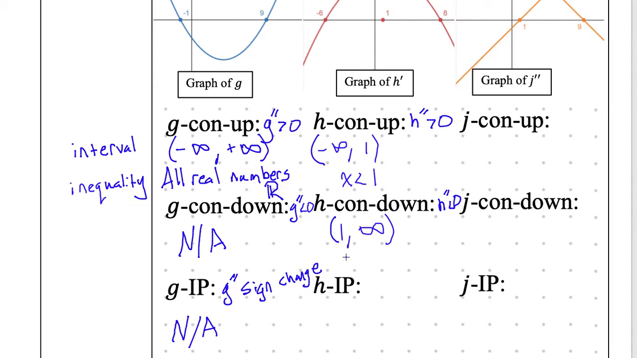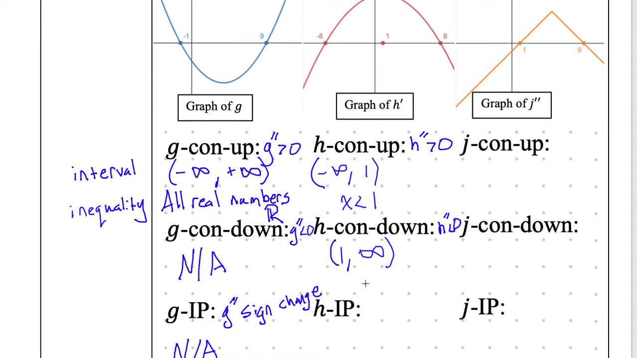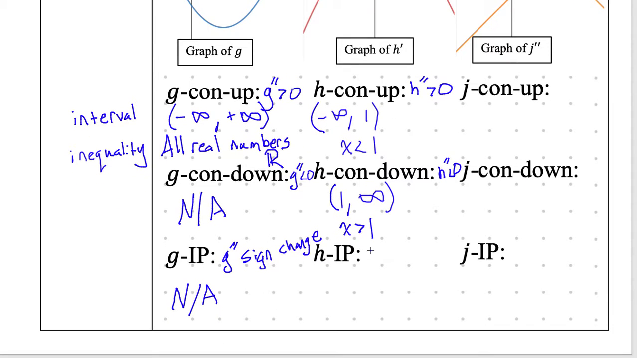How do I do this in inequality notation? How do I say everything to the right of 1? X is greater than 1. There it is. Give me the definition of inflection point. H double prime sign change. All right, where did I change signs? At 1, at x equals 1. Done.